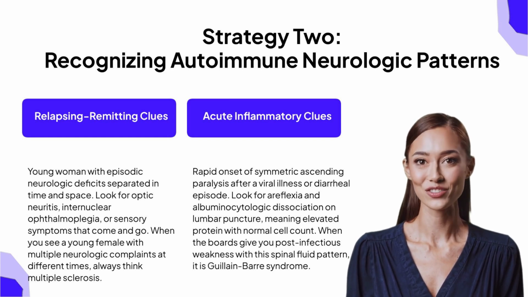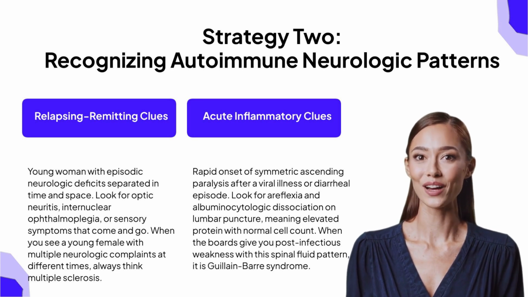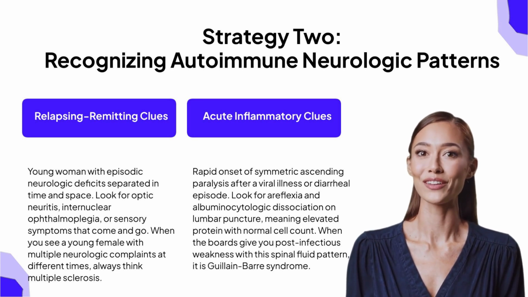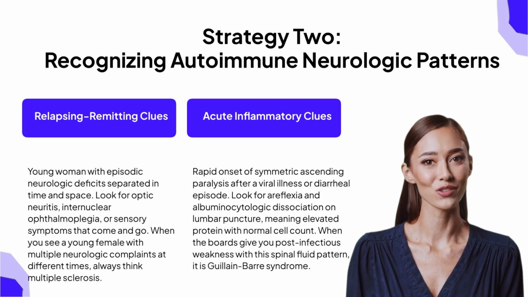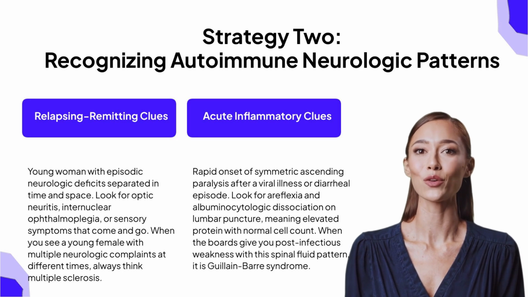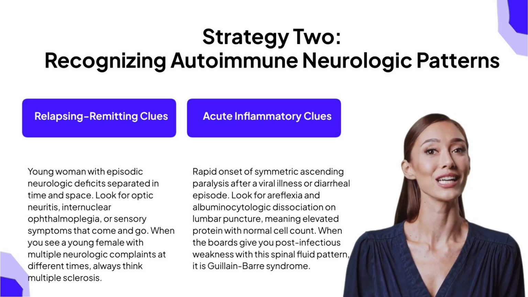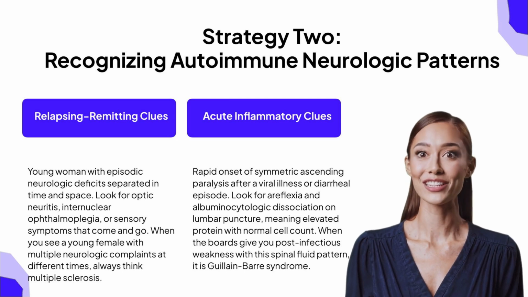For Guillain-Barré syndrome, the key clue is rapid onset symmetric ascending paralysis after a viral illness. The boards will often give you the lumbar puncture results showing albuminocytologic dissociation, which means elevated protein with a normal cell count. These autoimmune patterns are tested heavily, and recognizing them quickly will save you time on exam day.